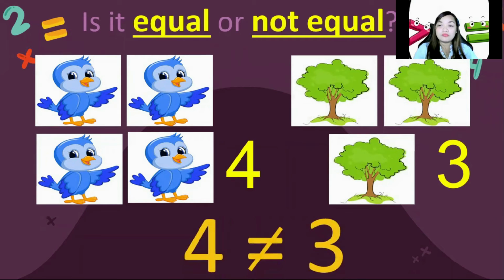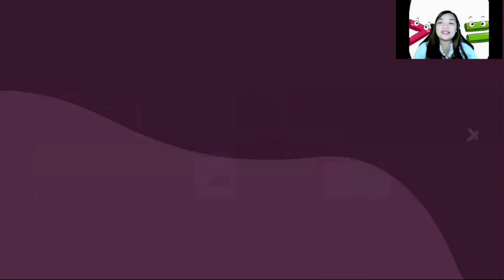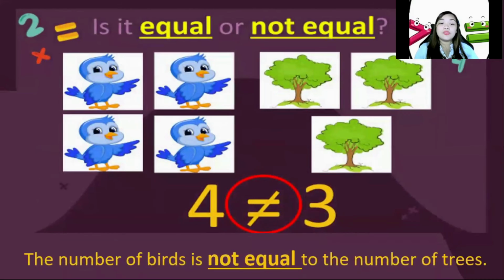Now 4 is not equal to 3. They are not the same. 4 is not the same with 3. So they are not equal. Not equal. Look at the sign. Next one. Yeah, so the number of birds is not equal to the number of trees.